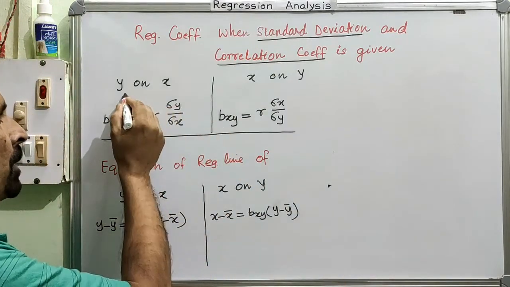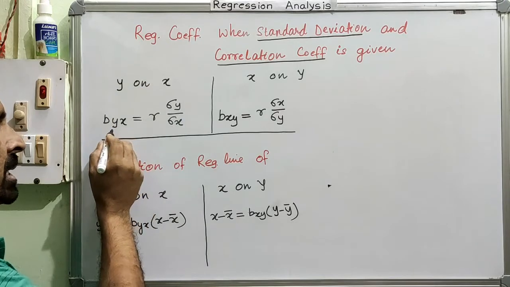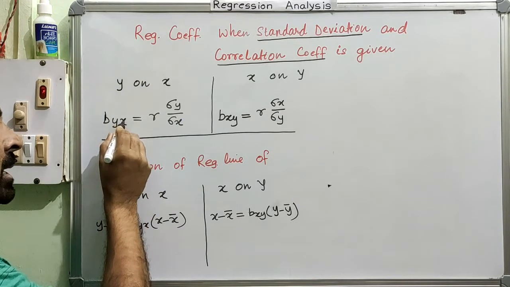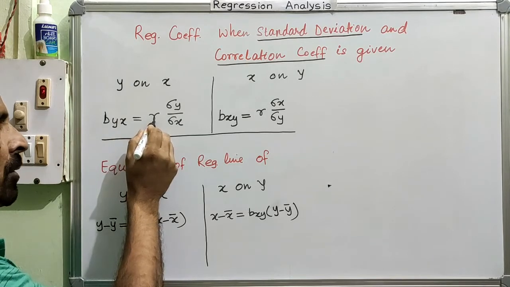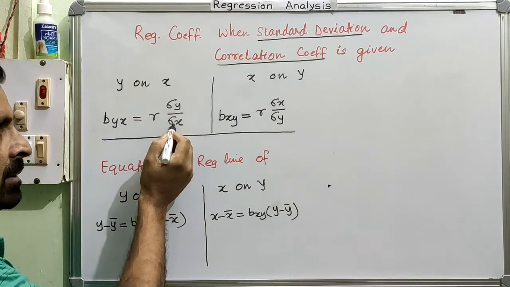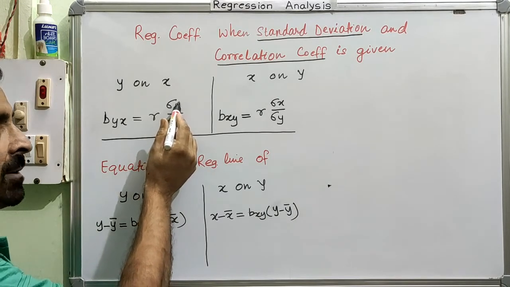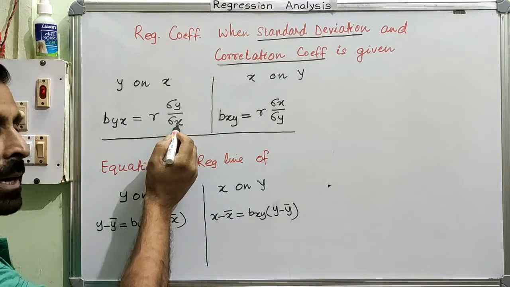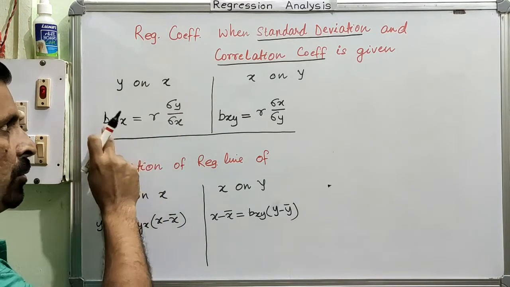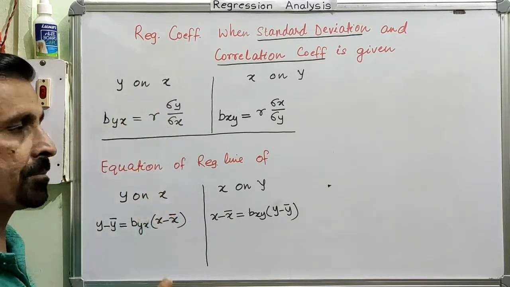How can we calculate the regression coefficient with the standard deviation and correlation coefficient? For calculating the regression coefficient of y on x, this is the formula. Byx, the regression coefficient of y on x, is equal to the correlation coefficient r into standard deviation of y divided by standard deviation of x. This sigma y is read as standard deviation of y, and this sigma x is read as standard deviation of x. So using this formula, we can calculate the regression coefficient of y on x.